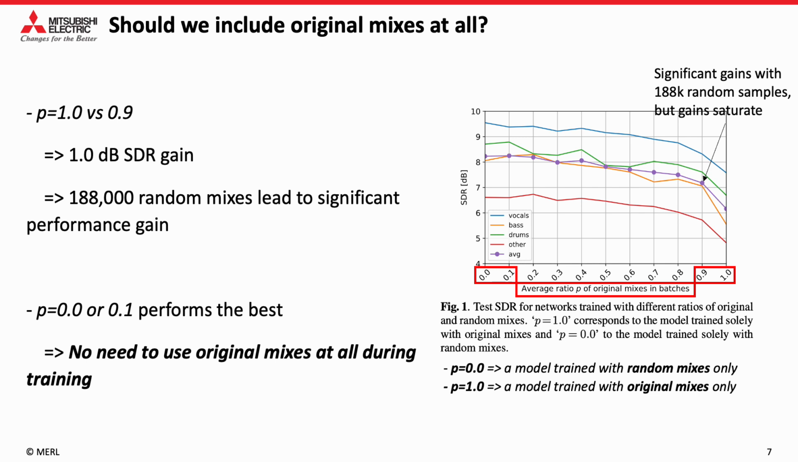Here we compare the p equals 1 and 0.9 models, which are placed on the right side of the figure. We can see there is a 1 dB SDR gain averaged over 4 stems, and this means that about 200,000 random mixes lead to a significant performance gain. And as you can see from the left side of the figure, the p equals 0 and 0.1 models perform the best here. They showed almost no performance difference, which implies that there's no need to use original mixes for training, and it is powerful enough to use random mixes only.